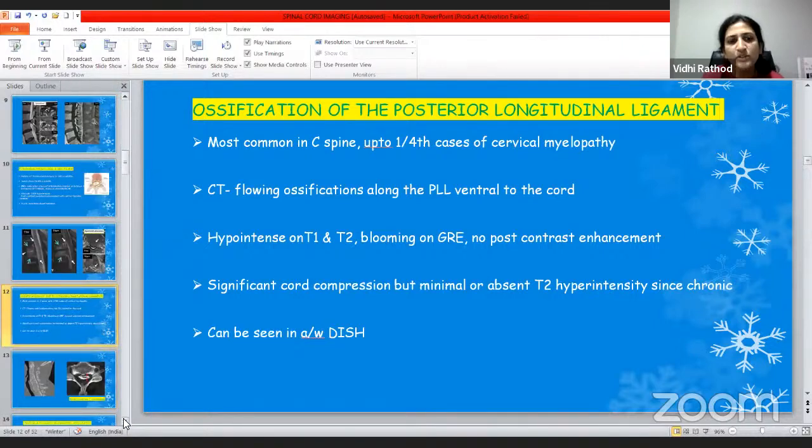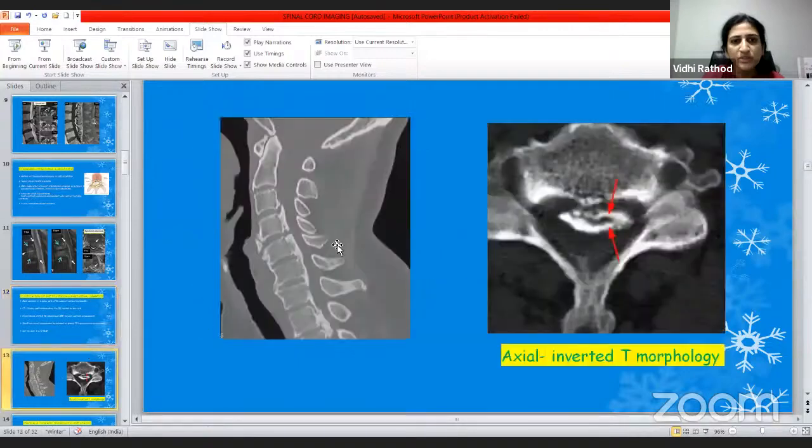OPLL can also be seen in association with DISH, diffuse idiopathic skeletal hyperostosis, which is seen ventral to the vertebrae. This is a sagittal series showing flowing ossifications across the course of the posterior longitudinal ligament. Actually, it is described as inverted T morphology with a broad base posteriorly and a thin stalk anteriorly.